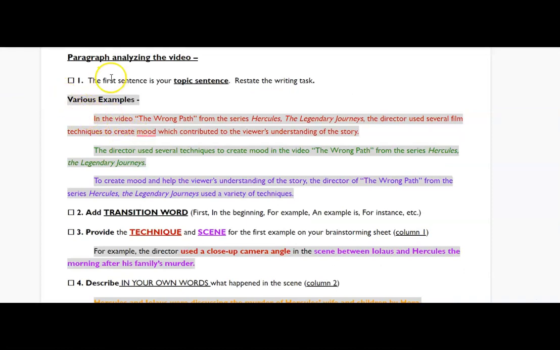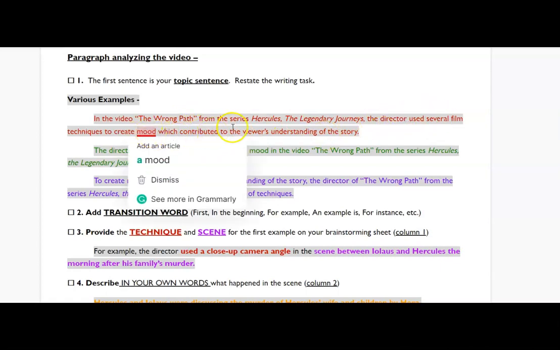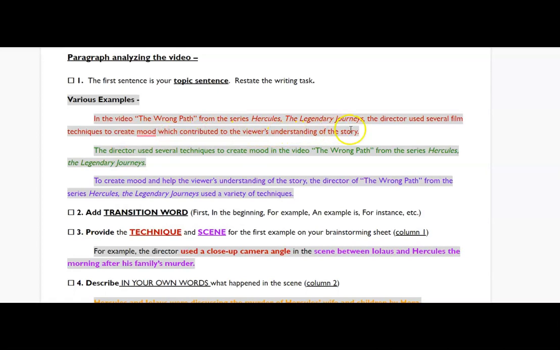The second paragraph is on the video, right? So we're going to follow the same sort of process. So we're going to write our topic sentence first. This time, though, we're going to include the title of the episode, the name of the series, the fact that there's a director, and then that the technique created mood and contributed to understanding. That part stays the same. So you can see my 3 examples in the video, The Wrong Path from the series Hercules, The Legendary Journeys. The director used several film techniques to create mood, which contributed to the viewer's understanding of the story.